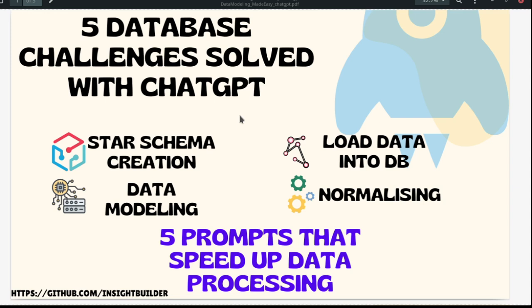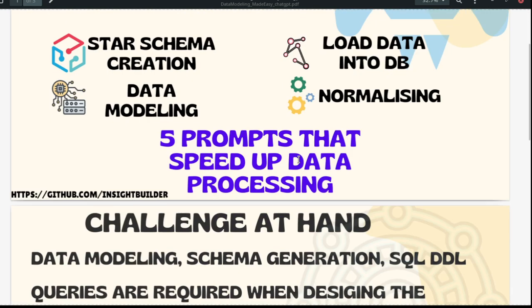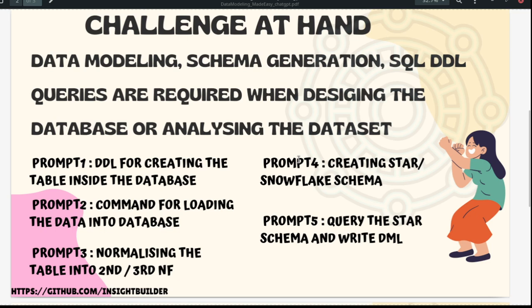5 database challenges solved with ChatGPT, whether it is creating star schema, modeling the data, normalizing the table, or loading the data into database and then querying the database. All these challenges solved by the prompts that speed up the data processing. We can ask ChatGPT to provide the data model, schema generation, and the DDL DML queries, but how will ChatGPT know about our data set?